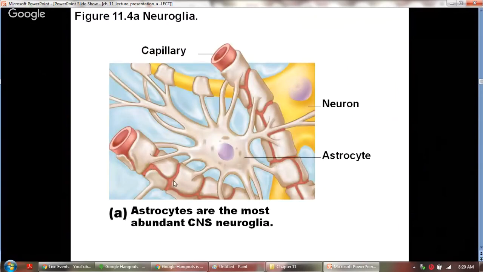So this is a picture of the astrocytes. As mentioned, it's highly branched and it supports the surrounding neurons.